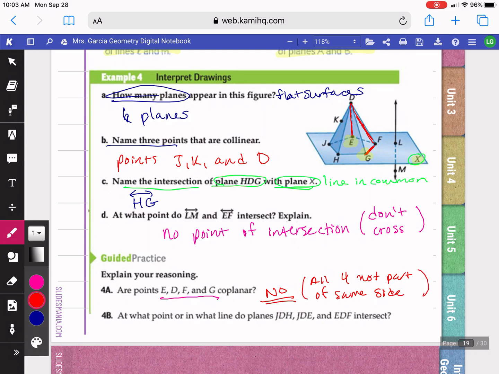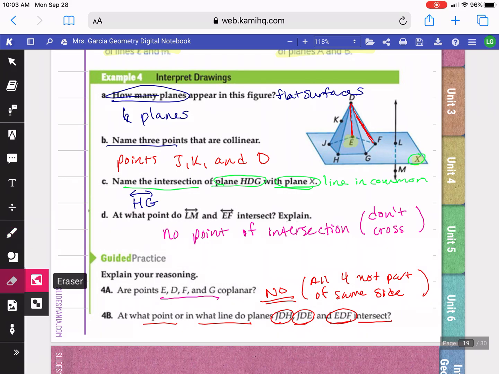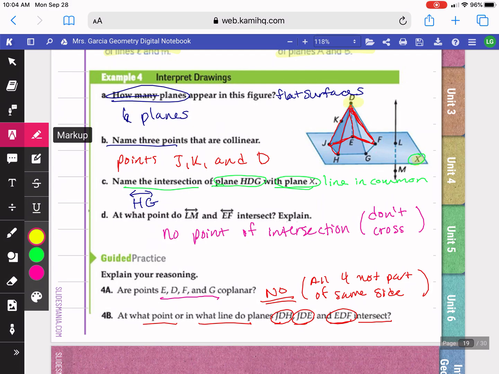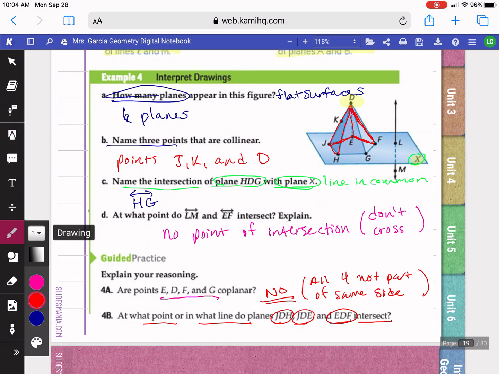B wants to know at what point or in what line do planes JDH, JDE, and EDF intersect. So I'm going to erase again here so we can see. JDH would be this one right here. JDE would be the back left, and EDF would be the back right. All of those, if you're looking at them, intersect at point D. So point D is the point that they have in common.